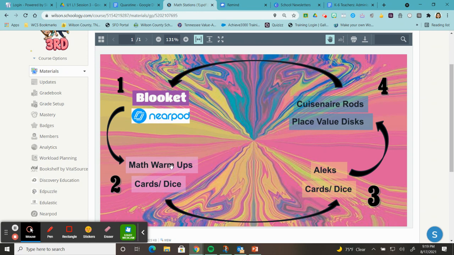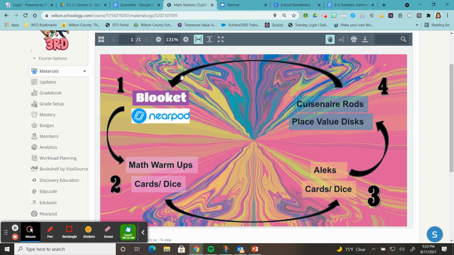The next one I really want you to do, I want you to skip over the Blooket and Nearpod and do the math warm-ups. I do not have the math warm-ups linked, so I will show you how to get to that. But after you do at least 2 slides on the math warm-ups, then you will do the Blooket and the Nearpod.